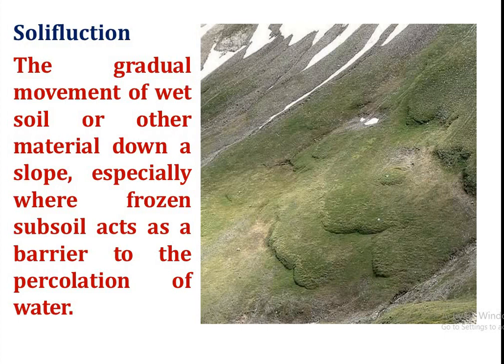Solifluction, the gradual movement of wet soil or other material down a slope, especially when frozen subsoil acts as a barrier to the percolation of water. सिंपल भाषा में कहें तो गीली मिट्टी का धीरे धीरे एक डाउन स्लोप के अलोंग मूवमेंट होना, जबकि नीचे का जो सरफेस होता है वो वाटर को परकोलेट नहीं करता है यानी इम्पर्वियस लेयर होती है, तो वह प्रोसेस सॉलिफ्लक्शन कहलाता है.